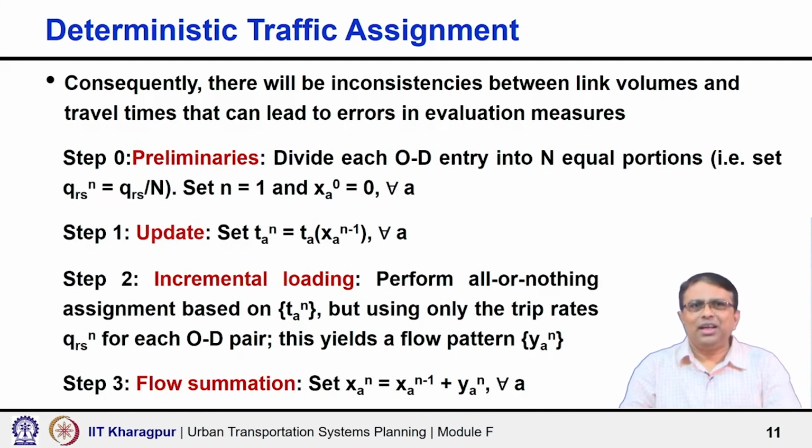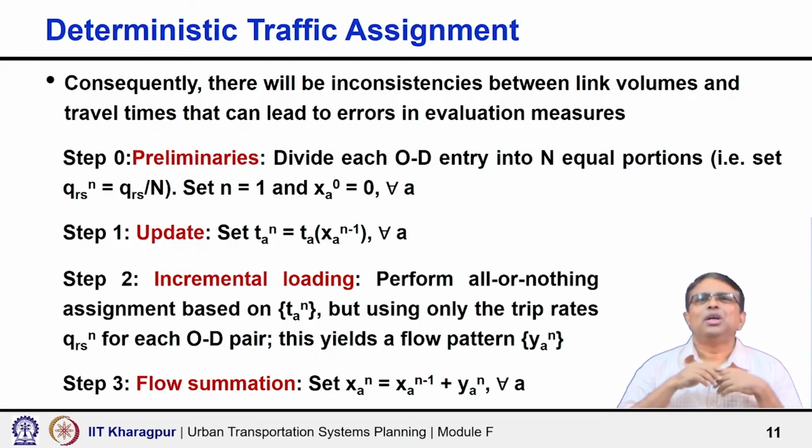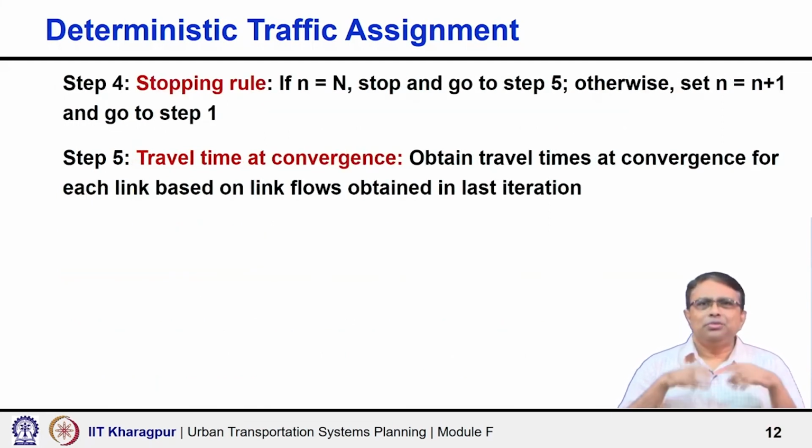So, here I have mentioned that stepwise you divide the whole load into a number of equal parts, and then load that much amount every time. Then you recalculate the travel time, and based on this travel time you do the next loading following all or nothing assignment, then add up the flow and see how much the total flow is. If it is the n number of iterations you wanted to do, then you directly go and see what is my final travel time, and if that has not been done, then go back to step 1, that means again you calculate the travel time and accordingly assign the next incremental load.